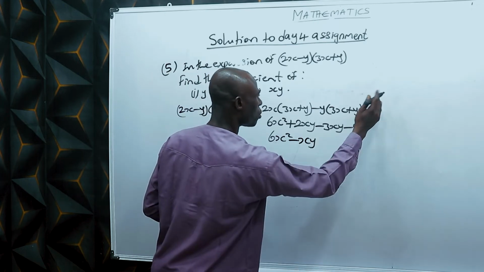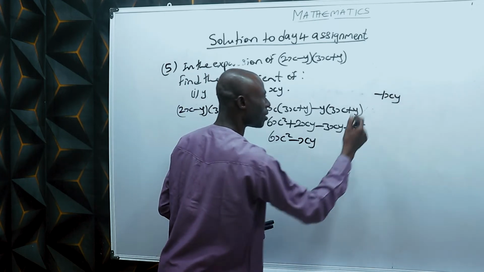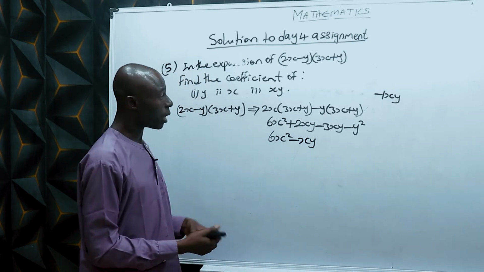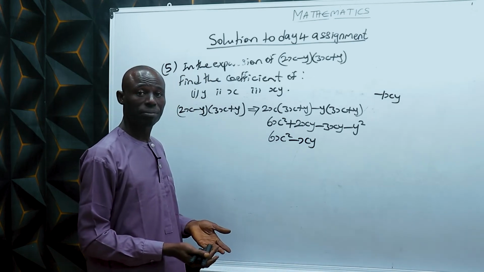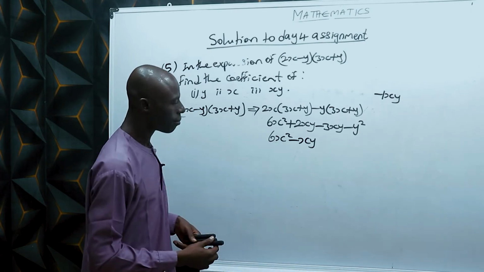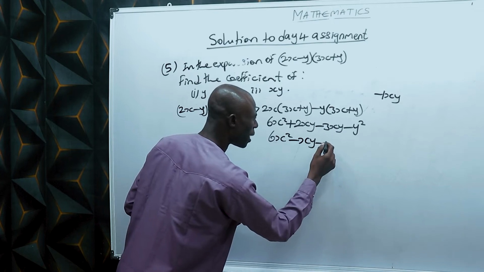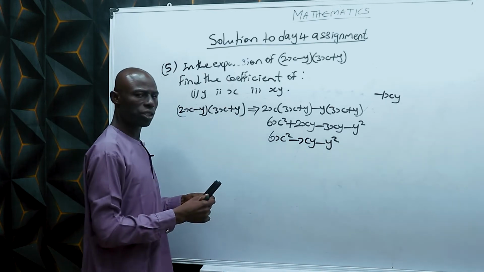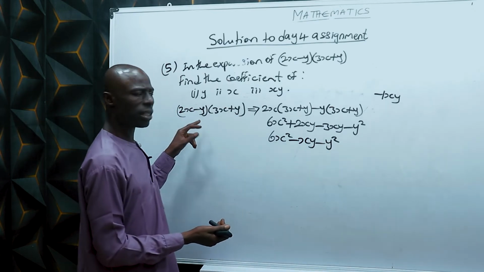It is not necessary you write minus 1xy. That is amateur. If you write it like that, we will give you anyway, but don't write it like that. Write it like this. So minus y squared. That is the expansion of this expression.